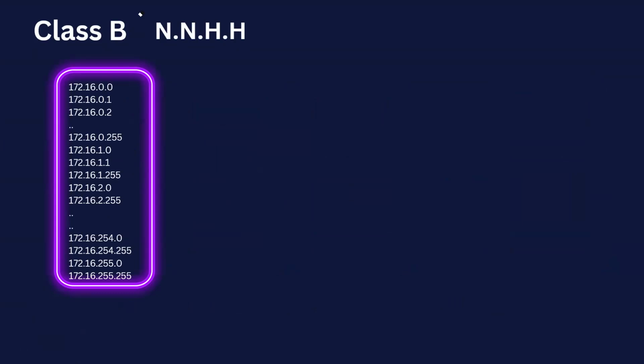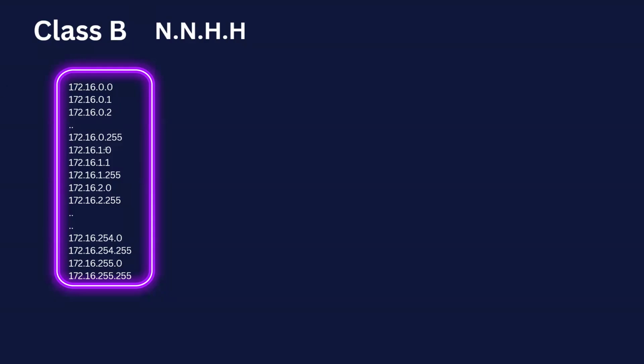Yeah. So when you talk about class B now, which has two network portions and two host portions, the first IP in class B starts at 172.16.0.0. Next IP 172.16.0.1. Next IP 172.16.0.2. Next IP 172.16.0.3. This goes all the way up to 172.16.0.255. After 0.255, you have 1.0.